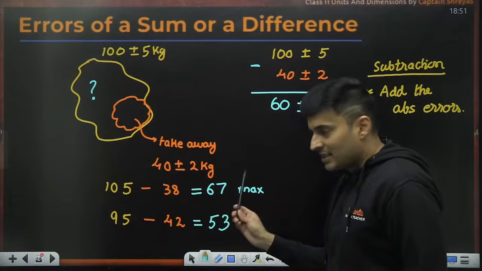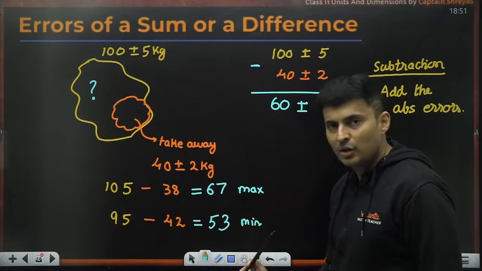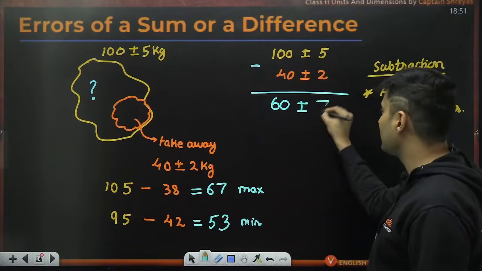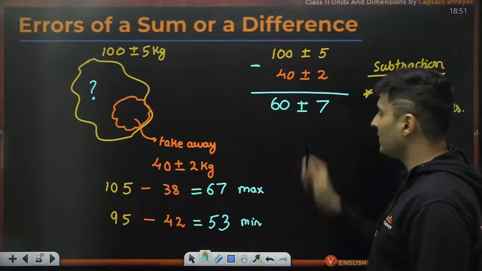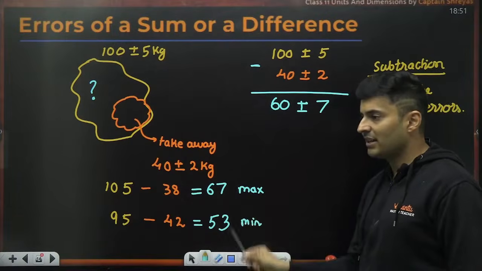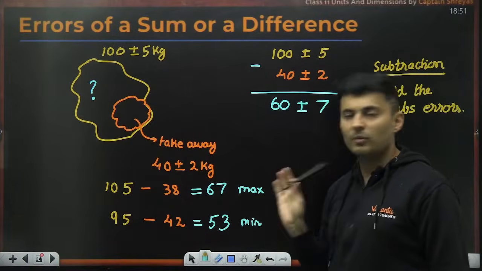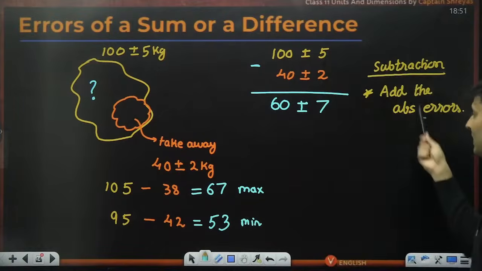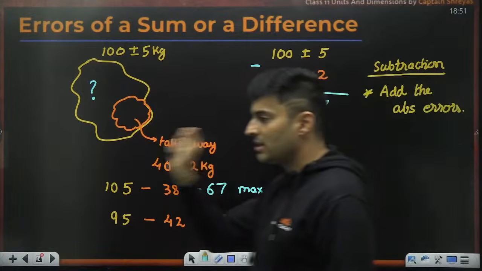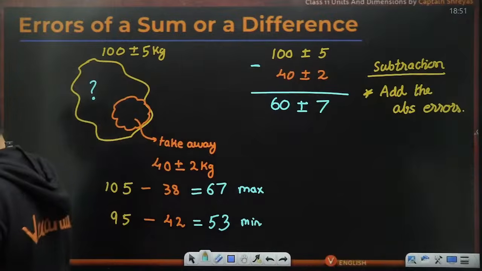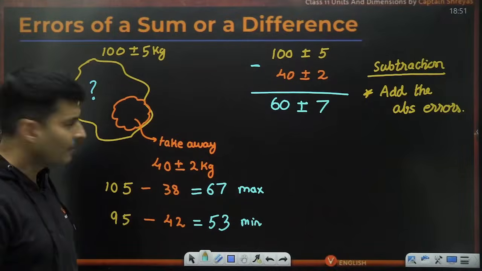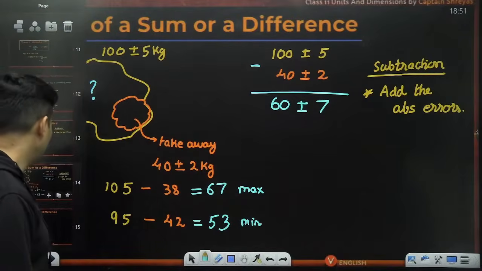So this is the maximum value which can be left. This is the least value which can be left. So if you ask me, this is exactly 60 plus minus 7. 5 plus 2 is 7. You can see that. 60 plus minus 7. Exactly what we want. So that is why you should always add the absolute errors. Never ever subtract them. Clear? Understood? This was subtraction of errors.